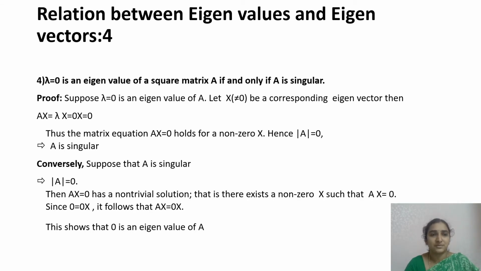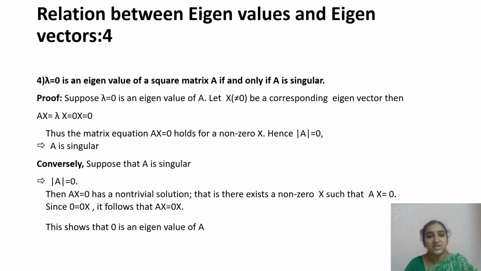Let us see the fourth relation. Lambda equal to 0 is an eigenvalue of a square matrix A if and only if A is singular. Suppose lambda equal to 0 is an eigenvalue of A. Let x, not equal to 0, be a corresponding eigenvector, then Ax is equal to lambda x. As lambda is equal to 0, this is equal to 0 times x, which is equal to 0. Thus the matrix equation Ax equal to 0 holds for a non-zero x. Hence the determinant of A is equal to 0, that would imply A is singular.